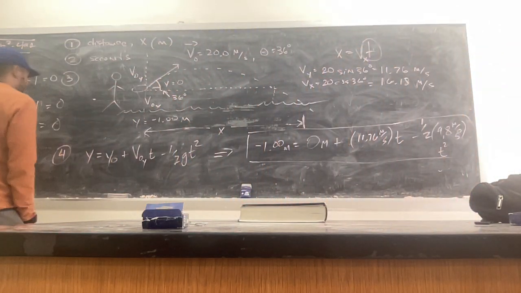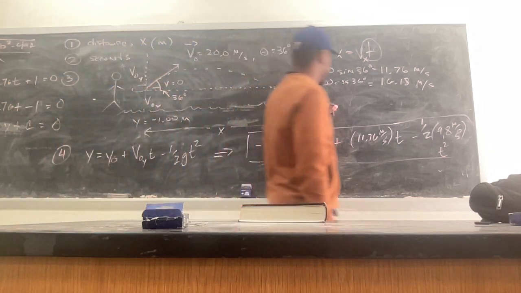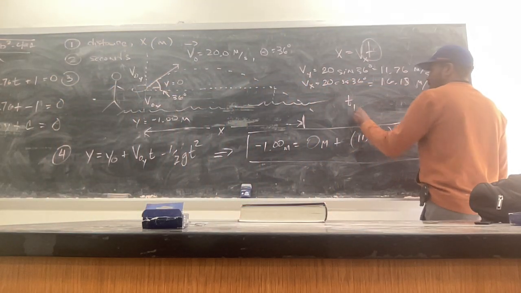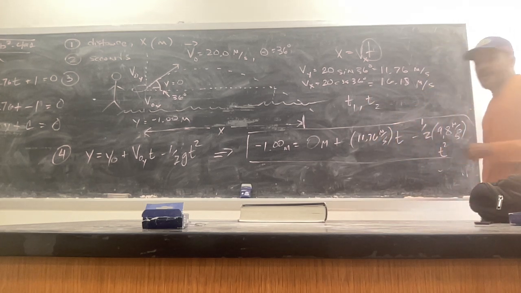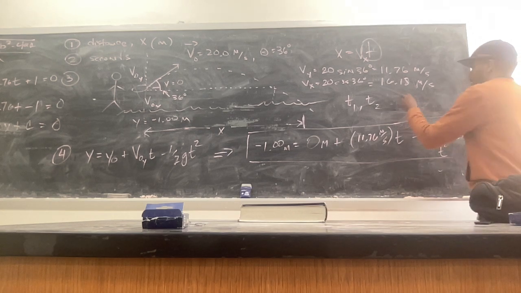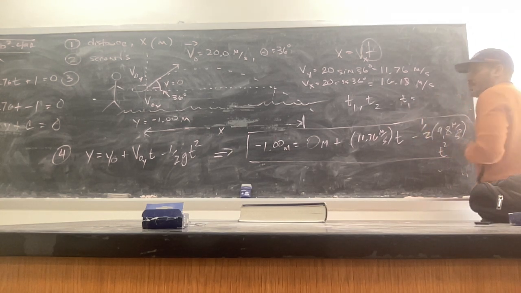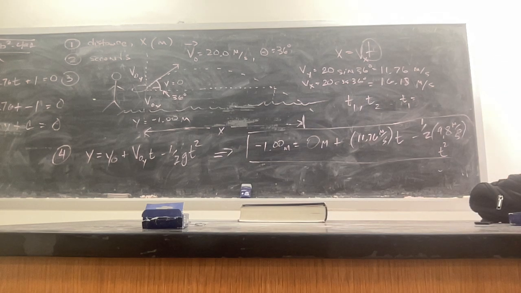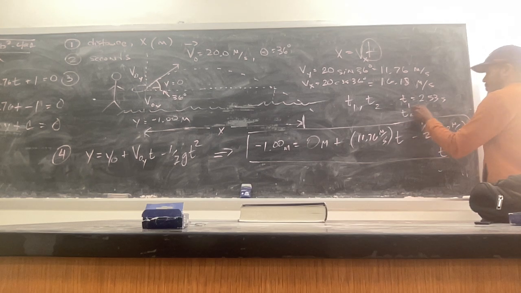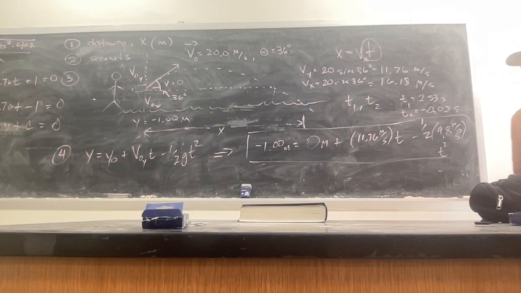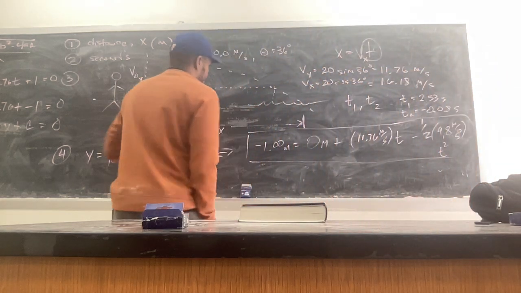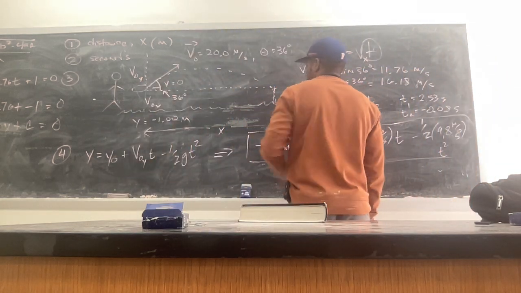So T. The answer to T has two solutions, T1 and T2. T2, we have 2 times, right? And T1 is, what was it? You said 2 point what? 2.53 what? Seconds. And what was the other one? Negative 0.08 seconds. Okay. So now let's think about why there are 2 times.